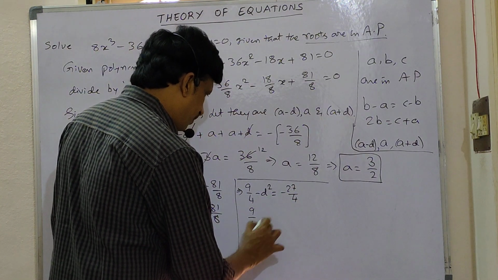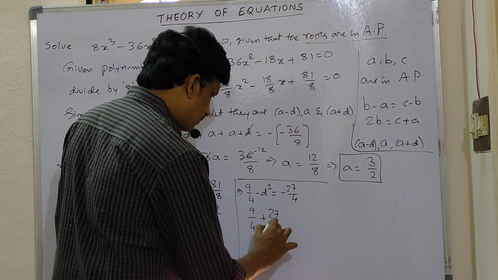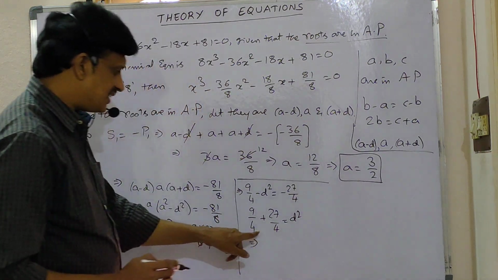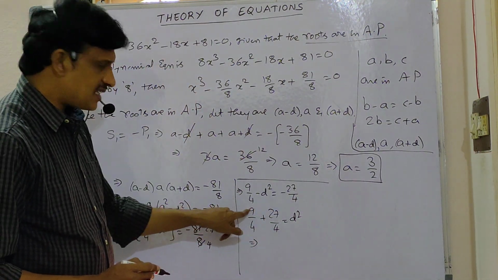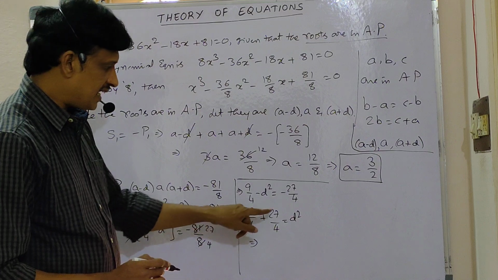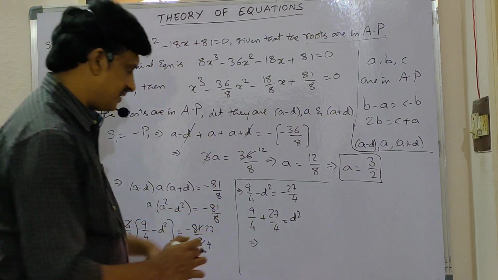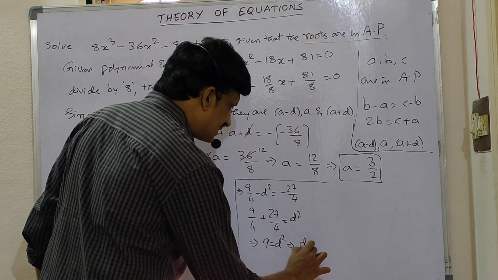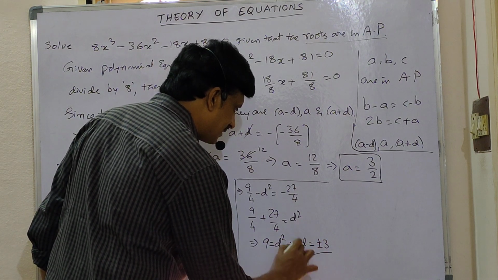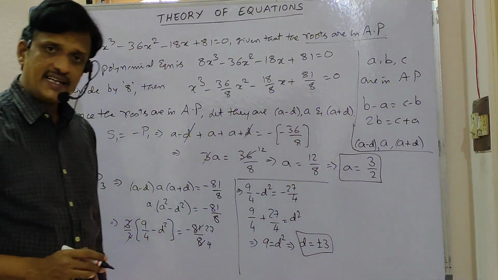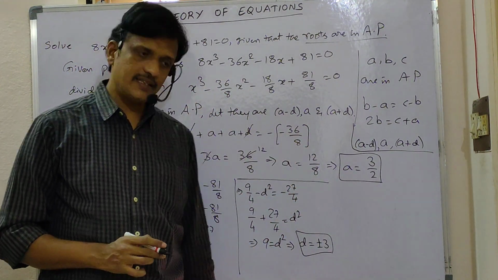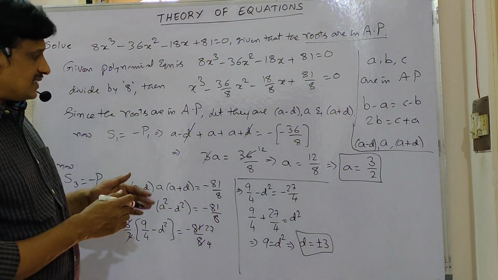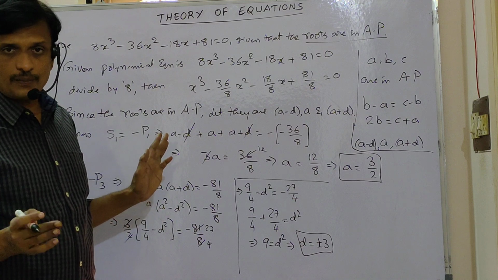That gives 9 by 4 plus 27 by 4 is equal to D square. So here 4 is the LCM. 27 plus 9, 36 by 4. 36 by 4 gives 9. So 9 is equal to D square. That gives the value of D, that is either plus 3 or minus 3. 3 square is 9. Minus 3 whole square is also 9. So D is equal to plus or minus 3 you can write.